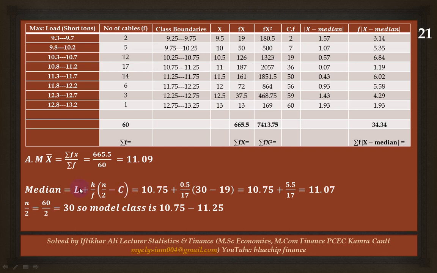So L is the lower class boundary, 10.75, h is 0.5. We already discussed that h is the difference of x values. f is 17, n by 2 is 30 and c is 19. So after putting the values into the formula, we get the median 11.07.